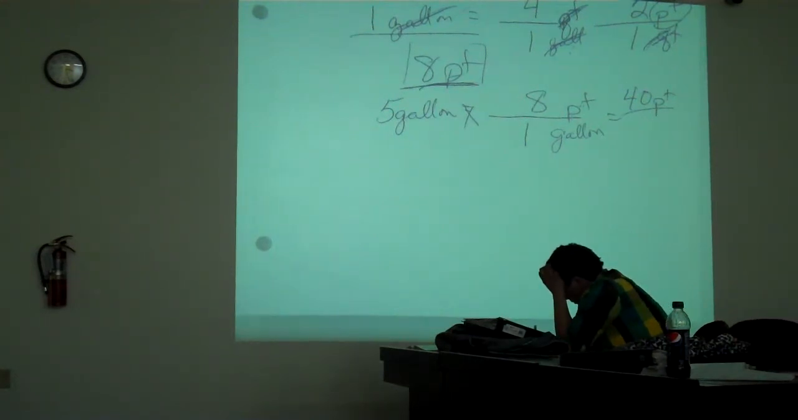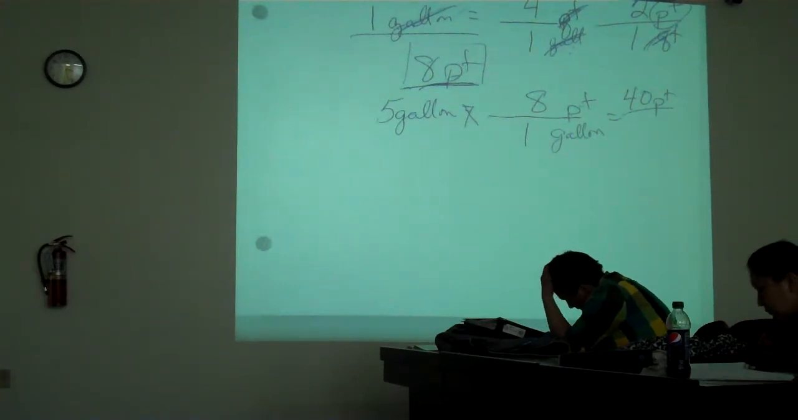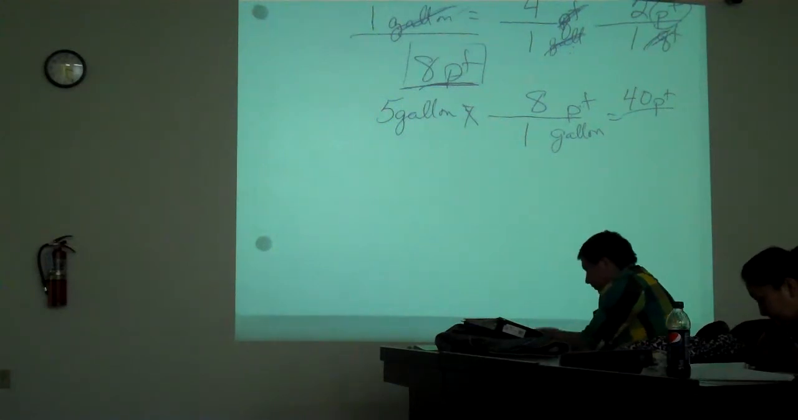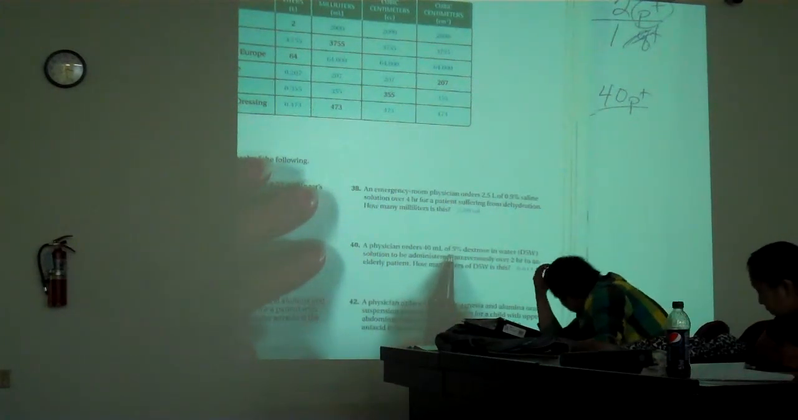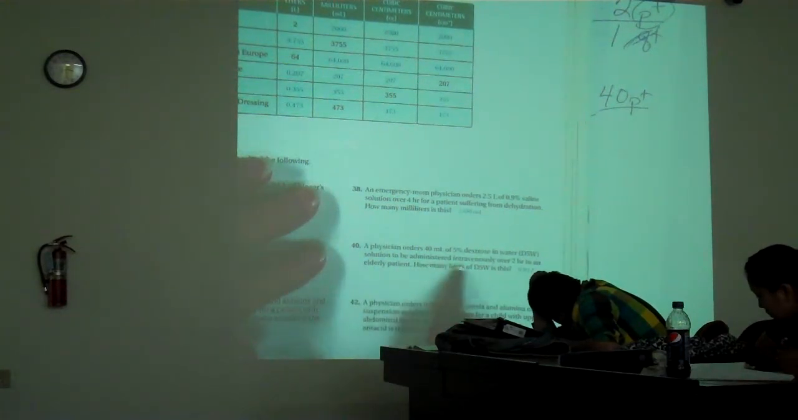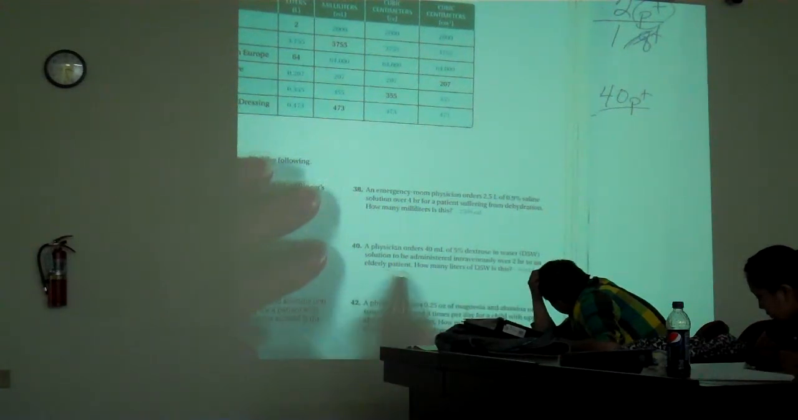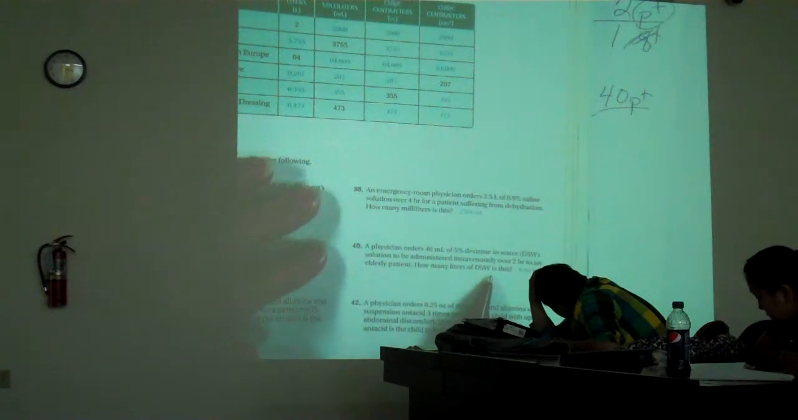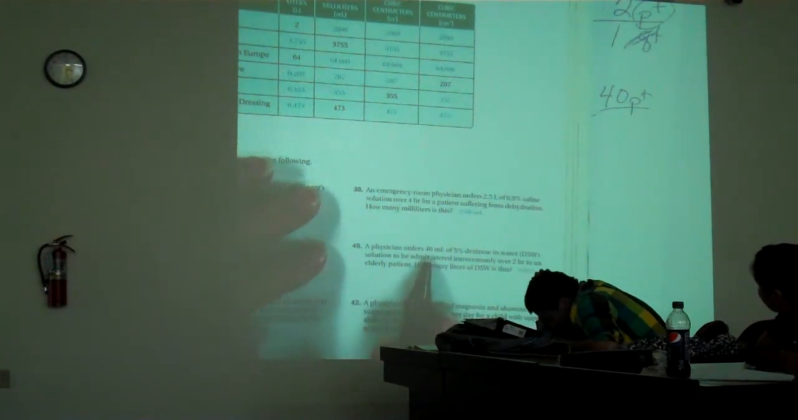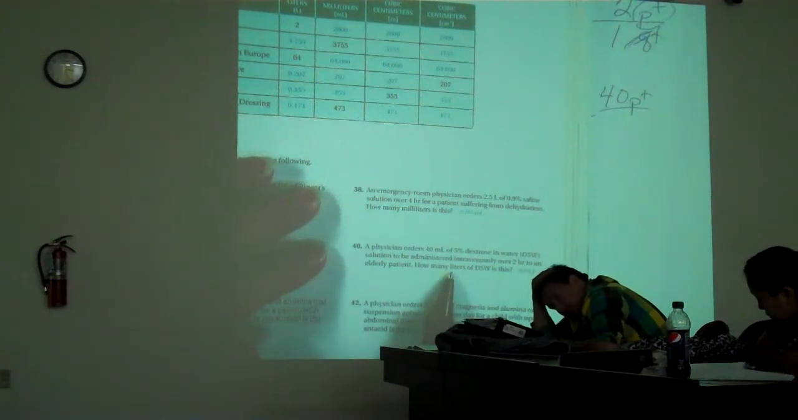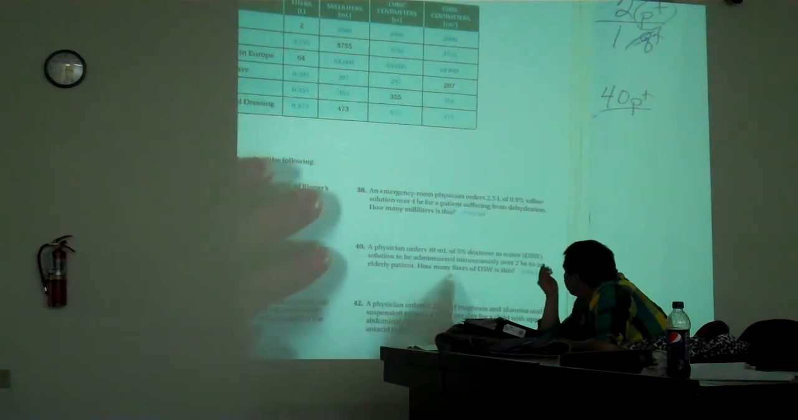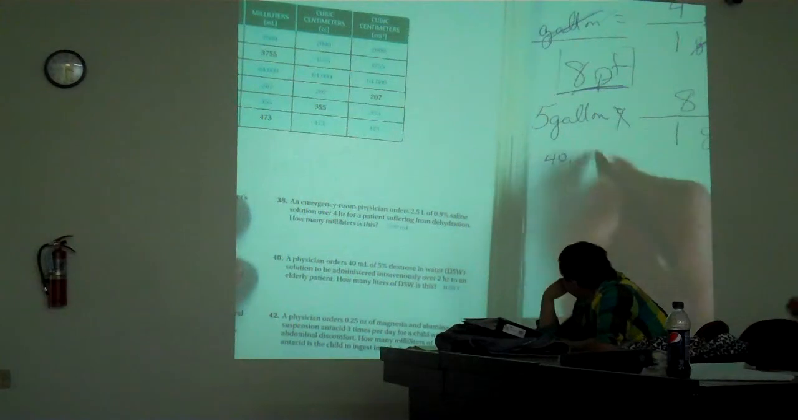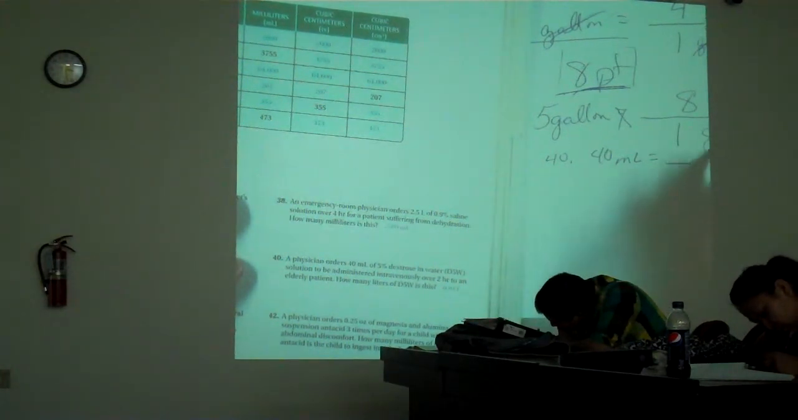Let's do a little bit of medical applications and we'll go to the next section. Let's do number 40. A physician orders 40 milligrams of 5% dextrose in water. Solution to be administered intravenously over 2 hours to an elderly patient. How many liters of the D5W is this? What in the world do you even need out of this? All you need is how many milliliters, right? You want to go from 40 milliliters to how many liters? So that whole word problem is just asking you 40 milliliters is how many liters.